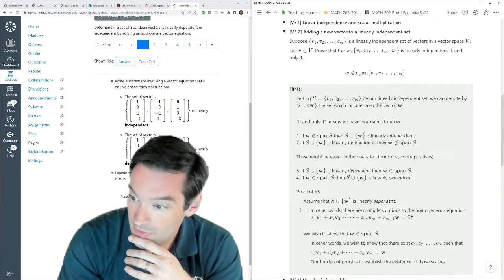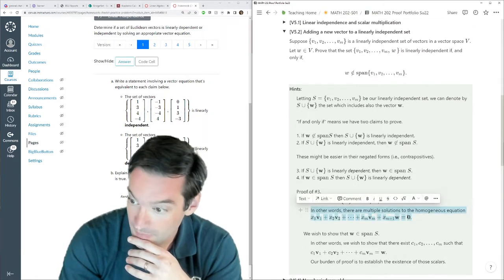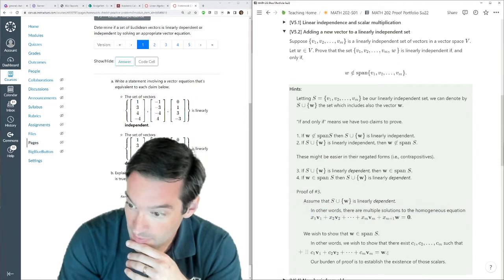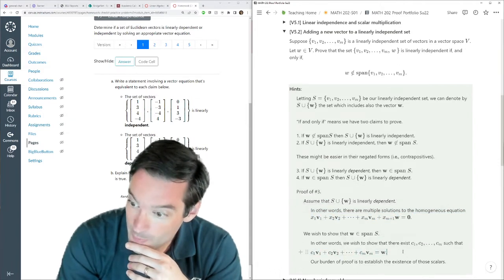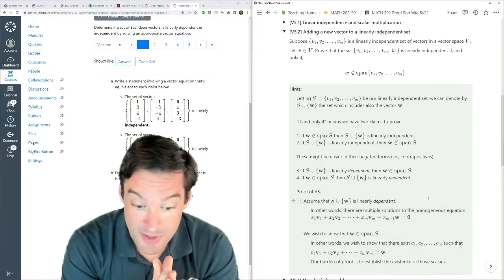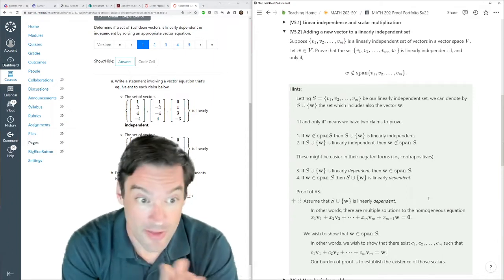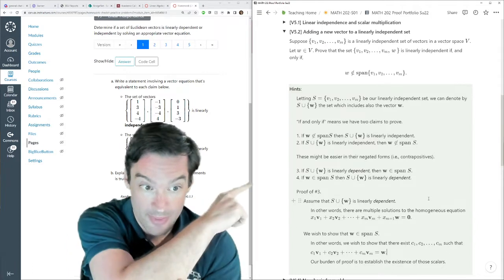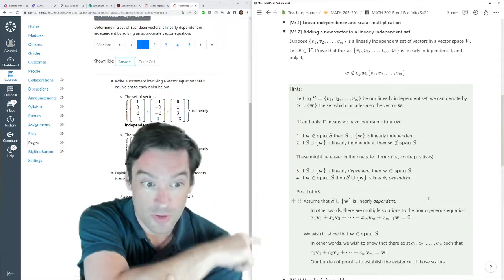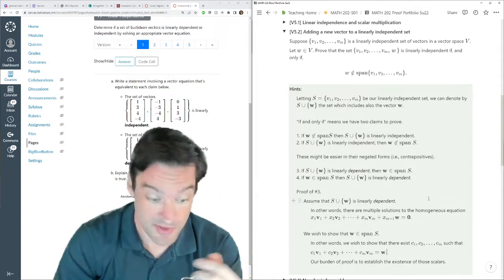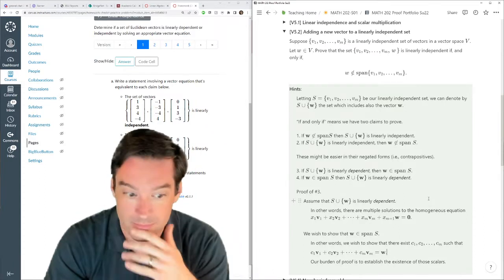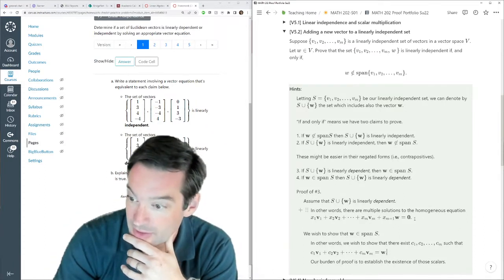So there are multiple solutions to this homogeneous equation. So here's the thing that we're going to be assuming, right? And then here's the thing that we need to be proving. So we just have to figure out what route is there from point A to point B, right? How can I take the thing that I'm assuming, and make it look something more like the thing I'm trying to deduce? What might be a way to get it a little bit closer?